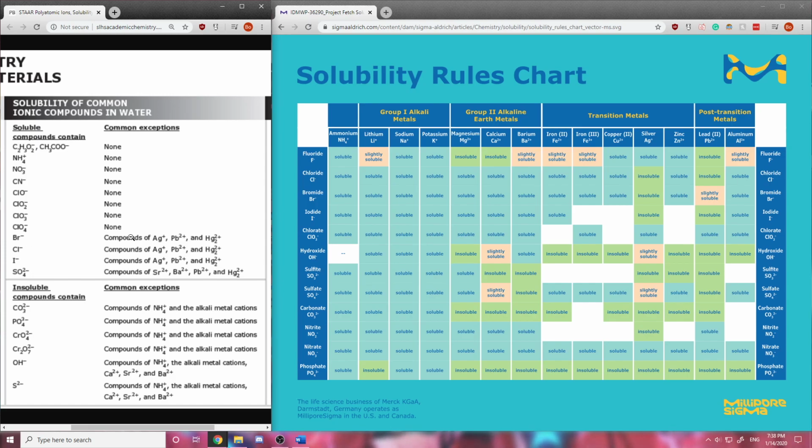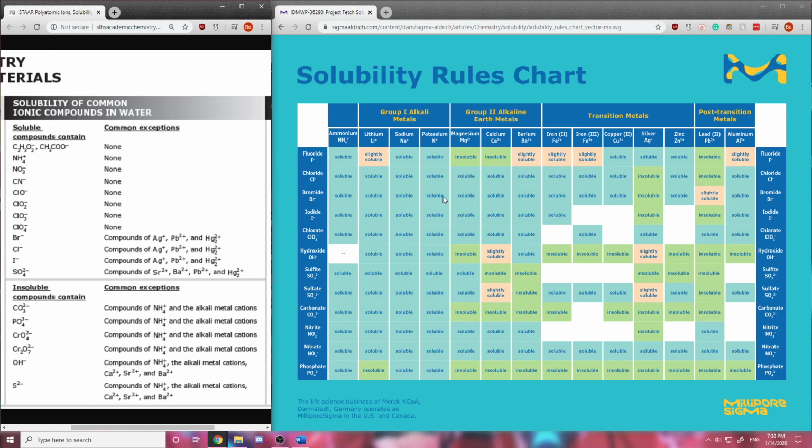Bromine has some exceptions though. Bromine, chlorine, iodine, and sulfate all have some exceptions, and that's what is listed up on the right. So bromine is soluble for everything, no matter what they're bound to, except for these three elements: silver, lead, or mercury.